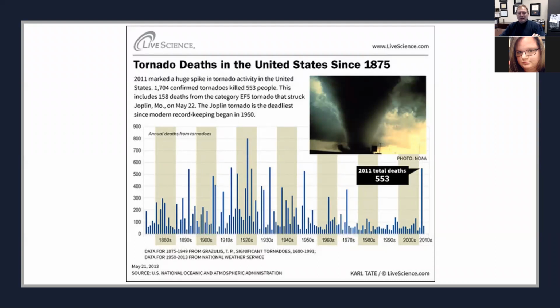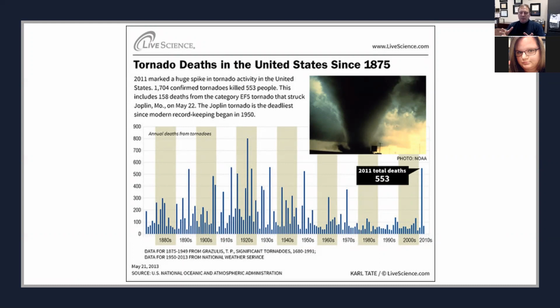And then tornado deaths since 1875. If you'll notice, there's spikes really about every 10 years until the 1930s. The 1940s, not quite so prominent. One spike in the 50s, one spike in the 60s, and one spike in the 70s. And then that was pretty much it until 2011. And again, just understanding how catastrophic some of these events have been, it does remind you how cyclical some of this is.